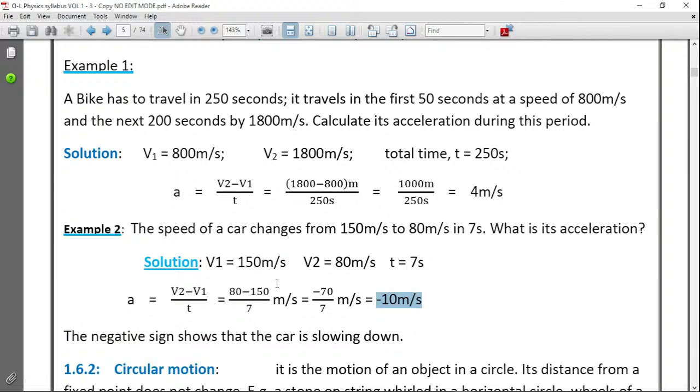So for this car that is slowing down, the acceleration will be given by final velocity, which is 80, minus initial velocity, which is 150, divided by the 7 seconds. And that gives us negative 10 meters per squared second. The per squared second is omitted again here. Please take note, it is s to the power 2. So negative 10 meters per squared second. And this negative sign is because the object is slowing down.